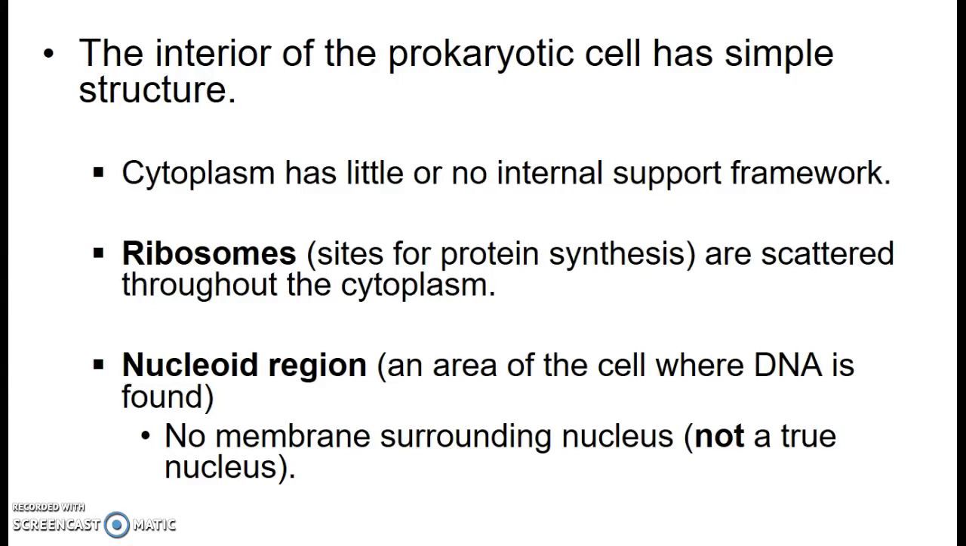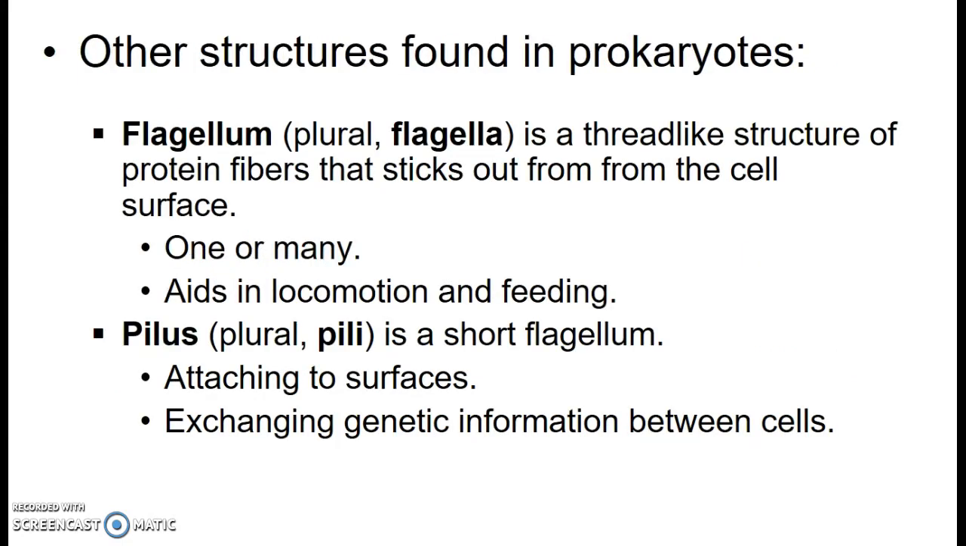So the inside of prokaryotic cells have a very simple structure. There's cytoplasm with little internal support, and then they have ribosomes that are just free floating in the cytoplasm. Ribosomes are the sites where proteins are made. And then there's a nucleoid region, which is where the DNA is found. And like we said before, the nucleoid region is not surrounded by a membrane, so it's not a true nucleus.